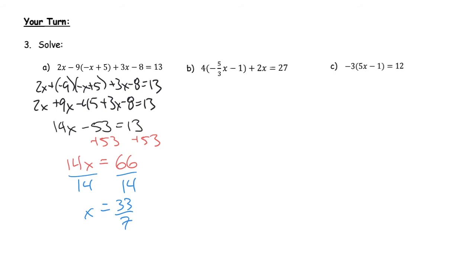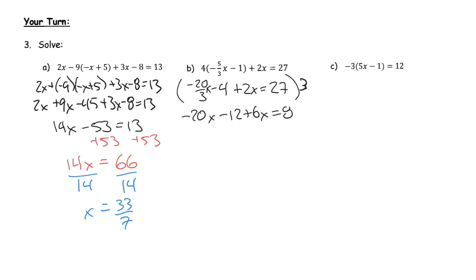Up here for this one, I'm going to distribute that 4 through, so that's going to give me negative 20 thirds x minus 4. Sorry, I forgot the x there. Negative 20 thirds x minus 4 plus 2x equals 27. Now, because of that 3 in there, I might multiply everything through by 3 just to eliminate that fraction. And that will get me negative 20x minus 12 plus 6x equals 81. Now, notice every term gets multiplied by 3.